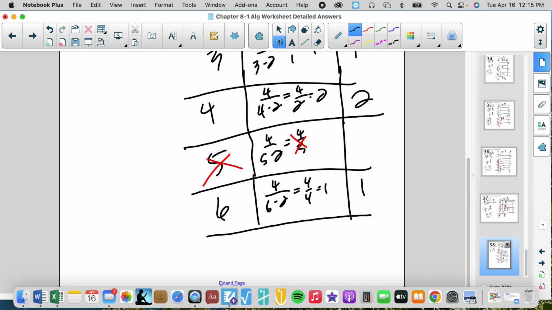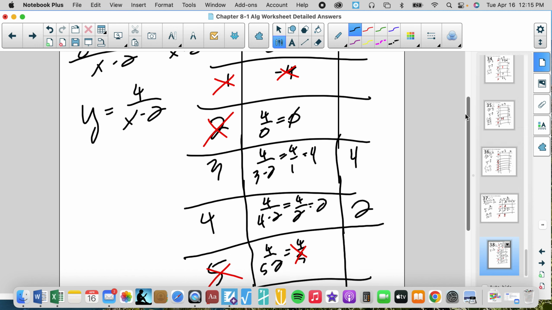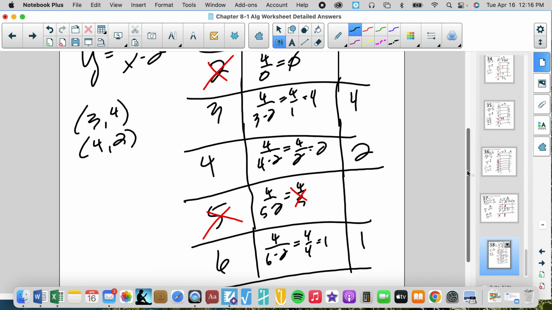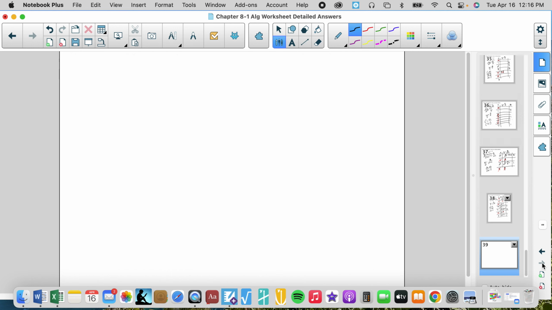And are we ever going to be able to get 0? No, because the numerator is never going to change. So there's no need for us to go past 6. So my solutions are going to be (3, 4), (4, 2), and (6, 1). Good? All right. I think that was the last one.